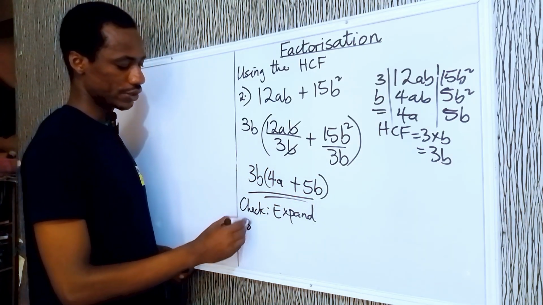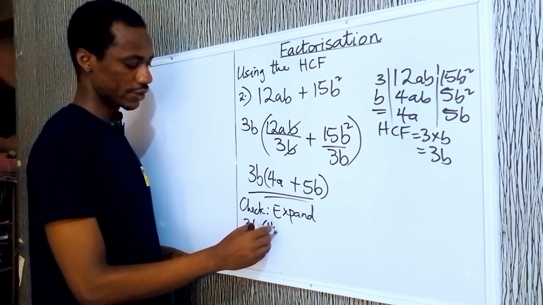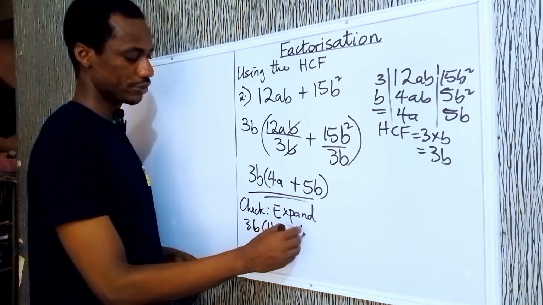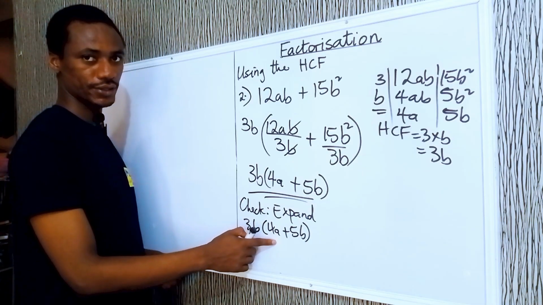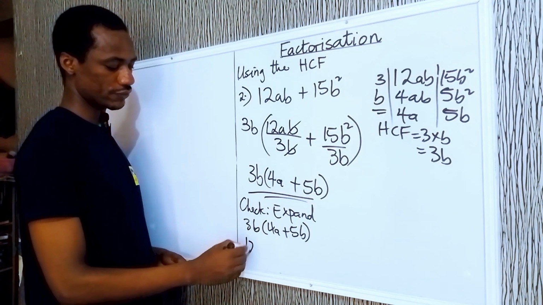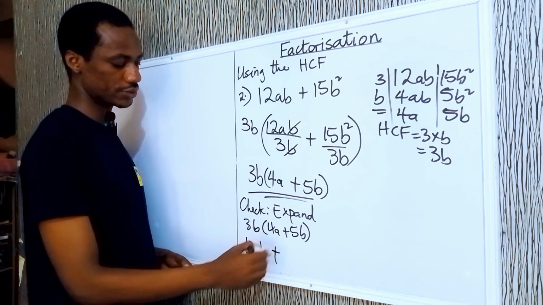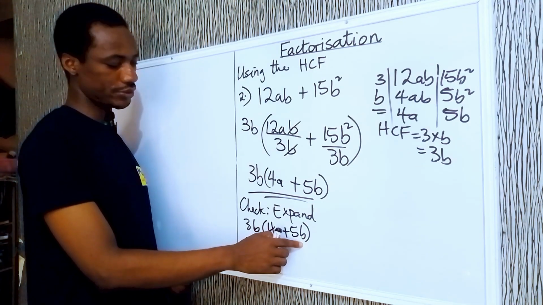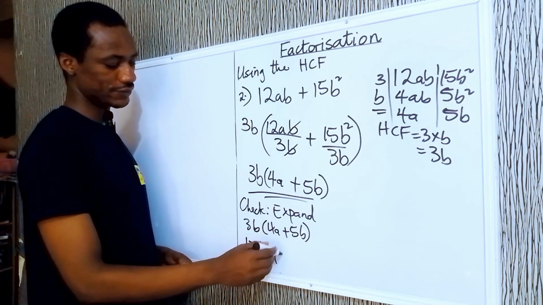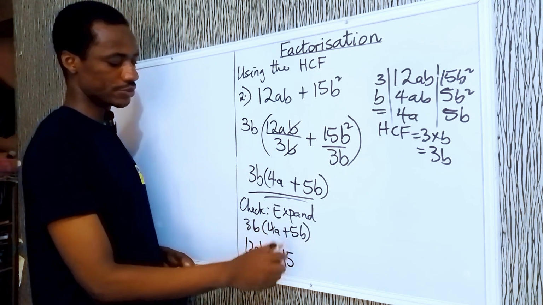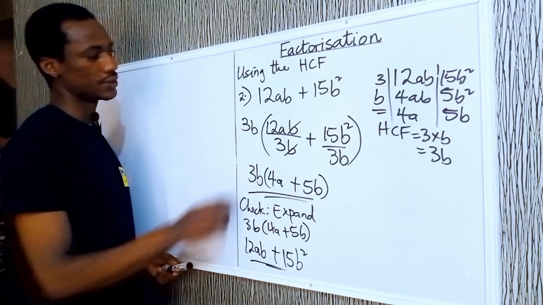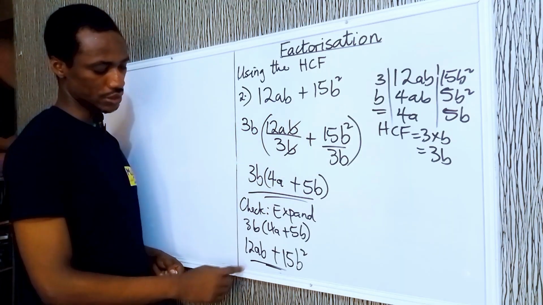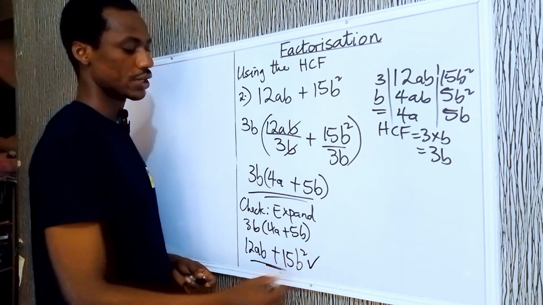So we have 3B, 4A plus 5B. I'm going to do 3B times 4A. So 3 times 4 is 12, and A times B is going to be AB, plus 3B times 5B. 3 times 5 is 15, and then B times B is B squared. Checked. 12AB plus 15B squared. So that means we check.